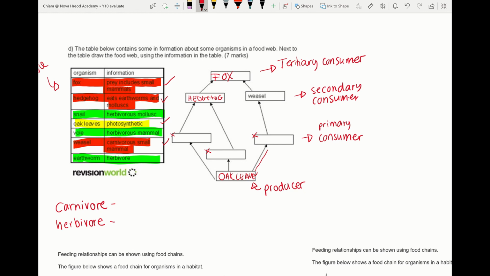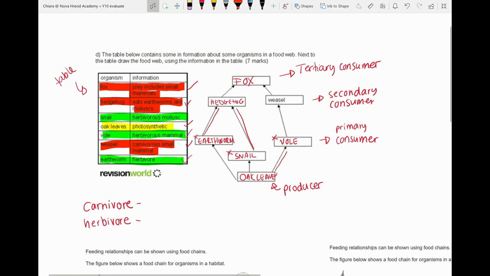So let's have a look. We know that the hedgehog eats earthworms and mollusks. So the two organisms that it's feeding on here need to be an earthworm and a mollusk. So let's write earthworm. We've got that one, and a mollusk. We know a snail is a herbivorous mollusk, so this would be a snail. And the last one that's missing will therefore be a vole. Lovely. So now we've got the food chain ready and completed.